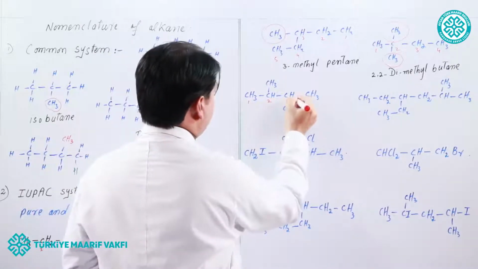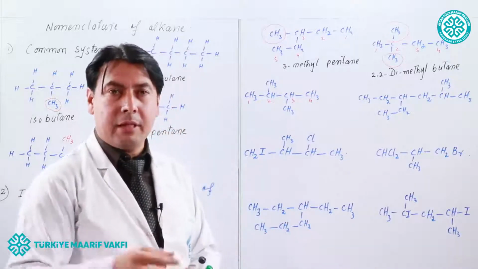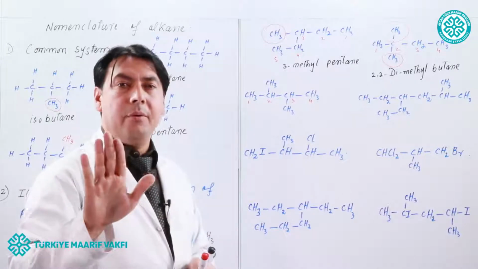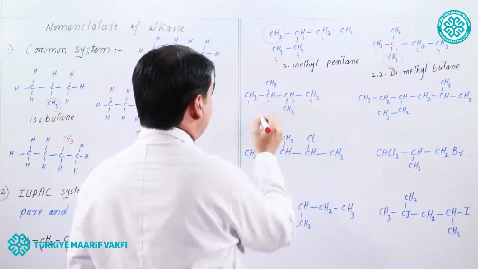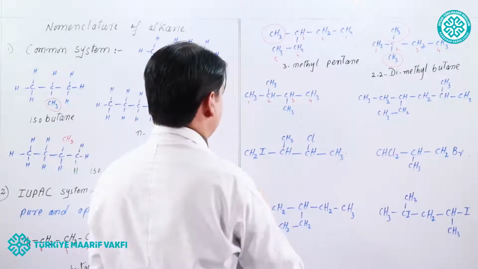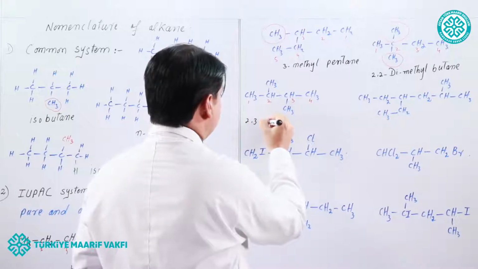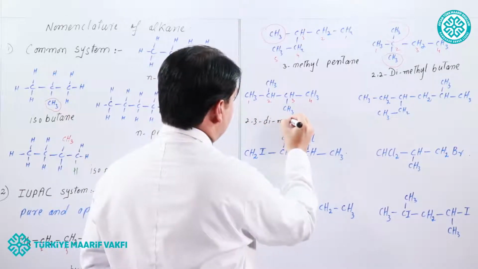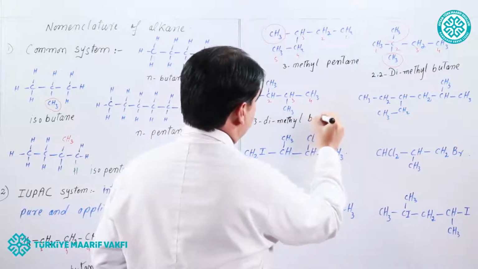1, 2, 3, 4. There are 2 substituents of the same kind. So we have to mention the position of the carbons to which the substituents are attached: 2, 3-dimethylbutane.